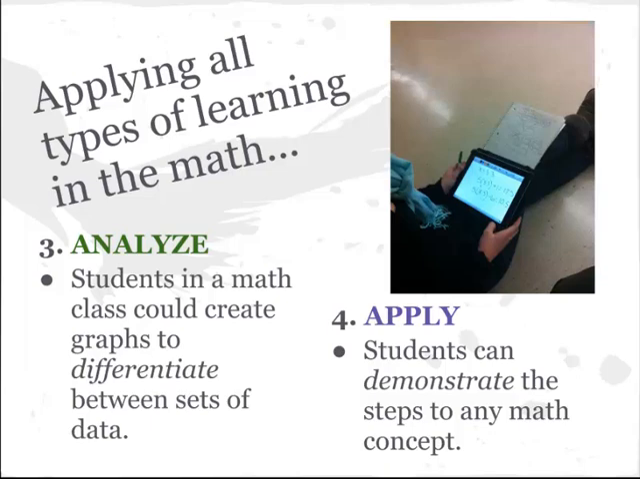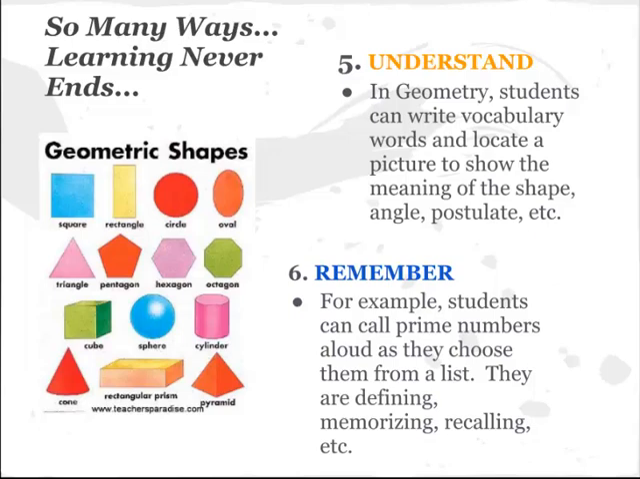Applying all types of learning in math. Analyzing. Students in a math class could create graphs to differentiate between sets of data. To apply, students can demonstrate the steps to any math concept. So many ways that learning never ends. Understand. In geometry, students write vocabulary words and locate a picture to show the meaning of the shape, angle, postulate, etc. Also to remember. For example, students can call prime numbers aloud as they choose them from a list. They are defining, memorizing, and recalling.